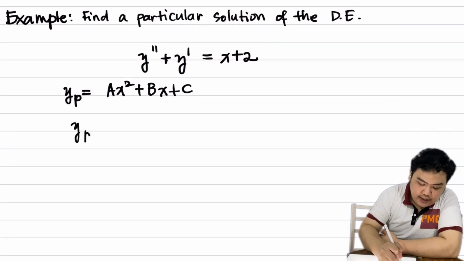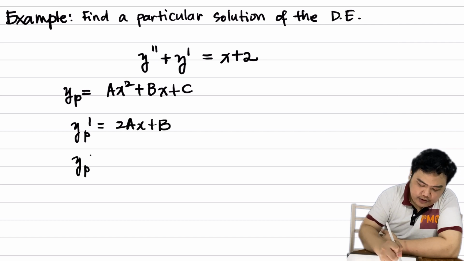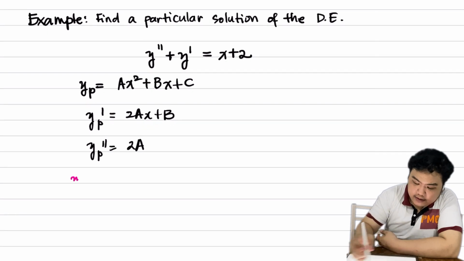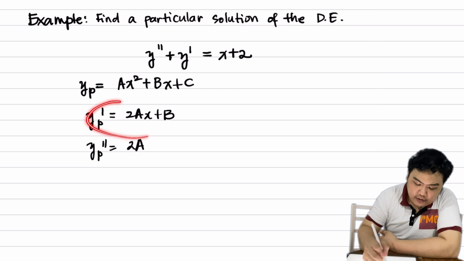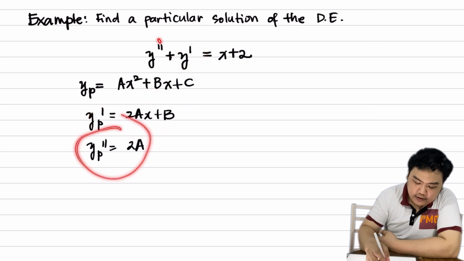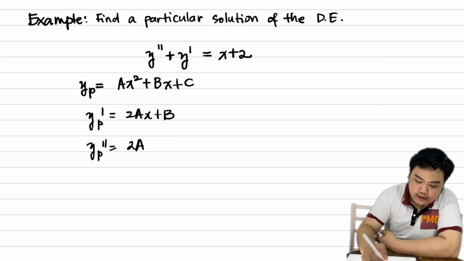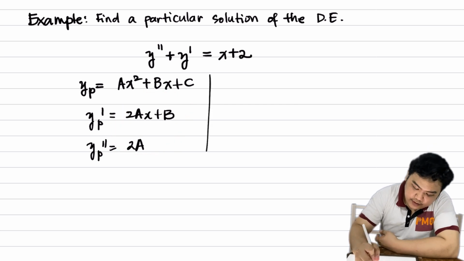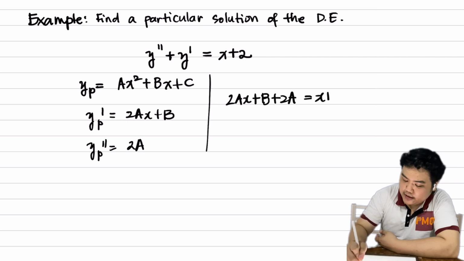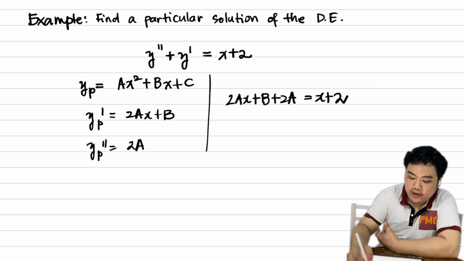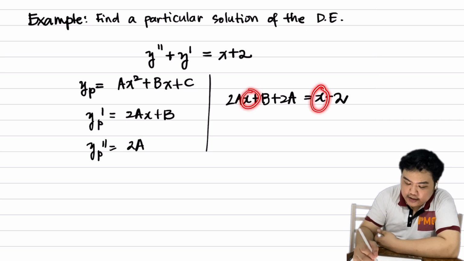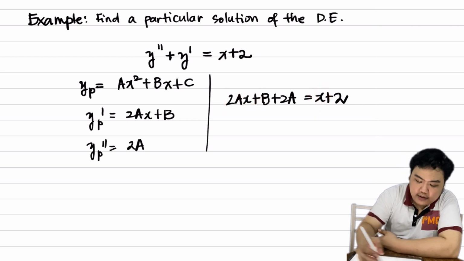Let us compute for y prime. So we get 2ax plus b. Y p double prime. So get the derivative of this. 2a. Tapos ano yun? Kailangan natin ng pa-plug in mo ito dito. Ito dito. So basically, ina-add mo lang sila, no? Meron tayong 2ax plus b plus 2a equal to x plus 2. Okay. So, equate mo na yung mga coefficients. Coefficient ni x is 2a, which is equal to 1.